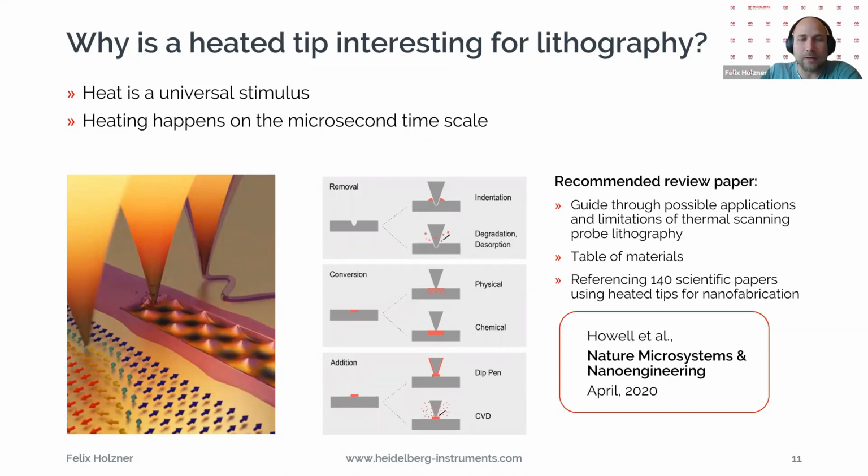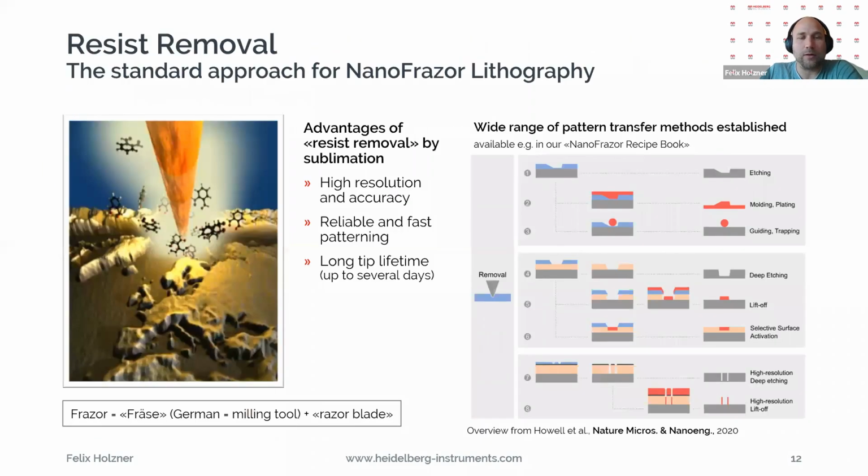And this whole conversion thing is super interesting, but the majority of people, I would say more than 90% of our users, are using what we call the standard approach for NanoFrazor lithography, and that's also what I'm talking about today. That is using the heated tip just to remove a special thermally responsive resist from the surface. So wherever you touch the surface, this resist is immediately gone.